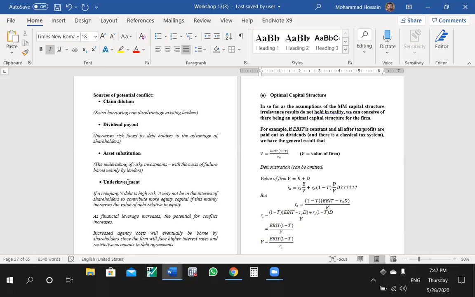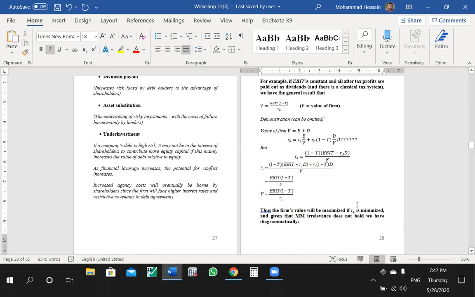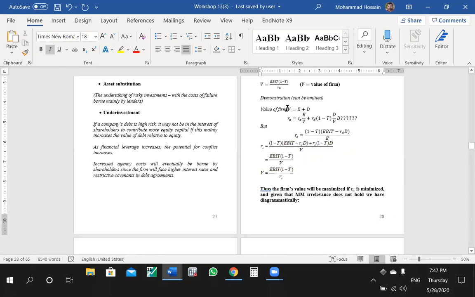Optimum capital structure. How much will be your value of the firm? How do you calculate the value of the firm? EBIT into (1 minus T) over RA. RA is your WACC. Okay. Value of the firm is equal to value of equity plus value of debt. That's how they calculate it. And there's the formula they showed you.